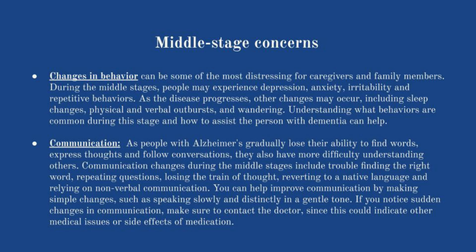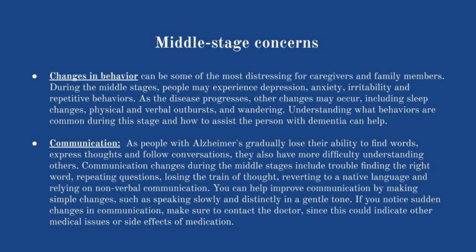The changes in behavior can be some of the most distressing for caregivers and family members. During the middle stages, people may experience depression, anxiety, irritability, and repetitive behaviors. As the disease progresses, other changes may occur, including sleep changes, physical and verbal outbursts, and wandering. Understanding what behaviors are common during this stage and how to assist the person with dementia can help.